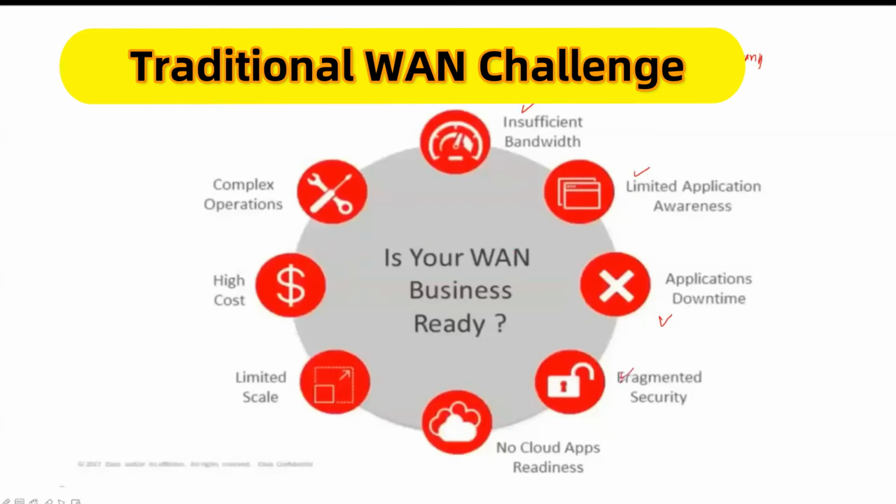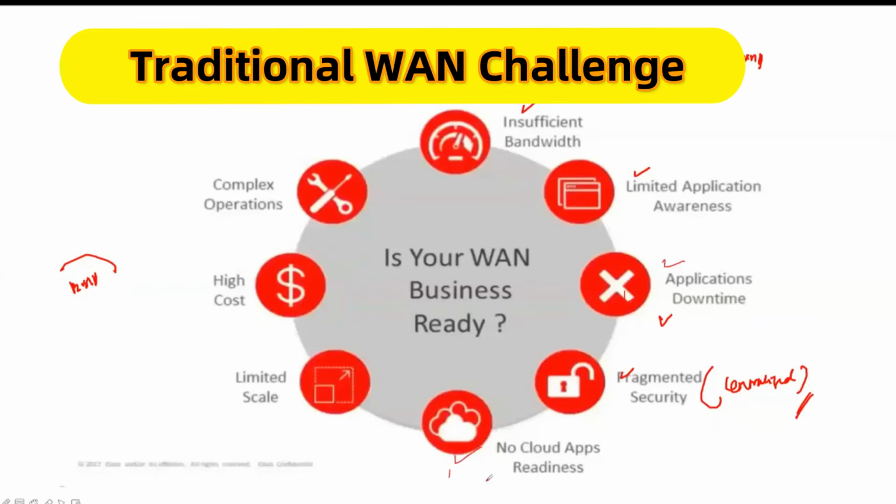Fragmented security. The security policy is not centralized. There's no way to implement the policy in a centralized way. Centralized policy implementation is not there. So it's all distributed, fragmented. That means at each and every site, we are applying policy, right? The other thing is that the current WAN infrastructure doesn't have any cloud readiness. It doesn't adapt to infrastructure as a service or software as a service, public cloud as a service. Those kinds of things are not considered in the traditional WAN.